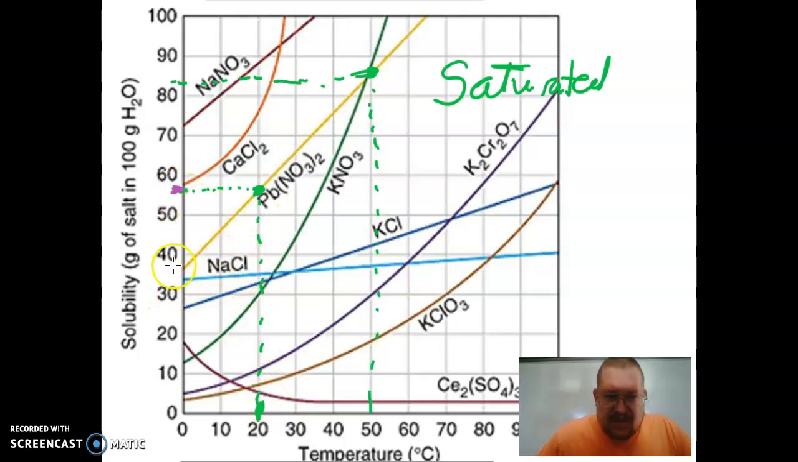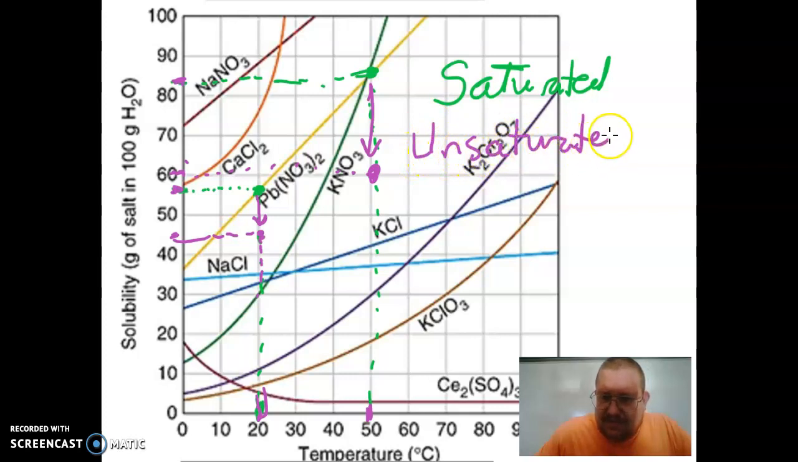Now, say we didn't have this much. Say we only had 45 grams at 20 degrees. So this would end up putting us about right there. This is below the line. Or maybe we did not have 80 something grams. Maybe we only had like 60, when it was 50 degrees. So this would put us right there. It's below that line. If it's below that line, this is unsaturated.